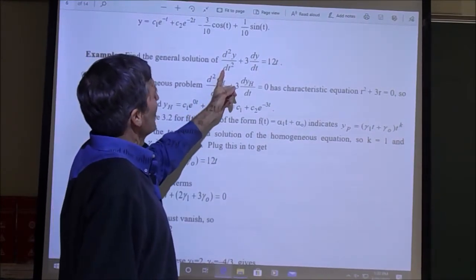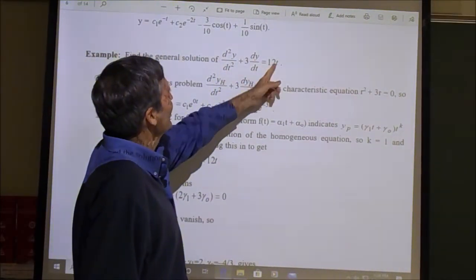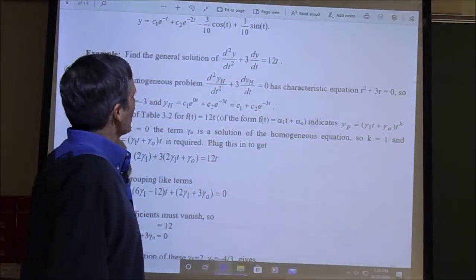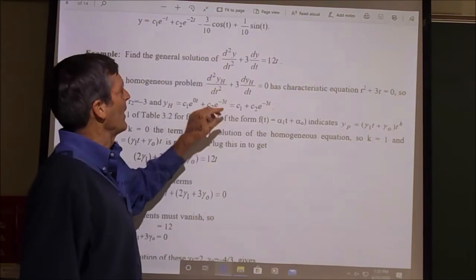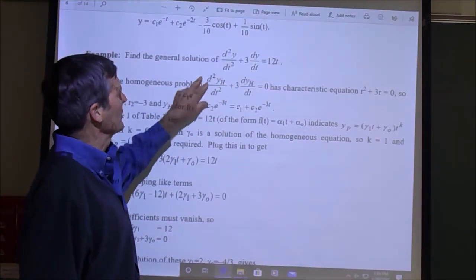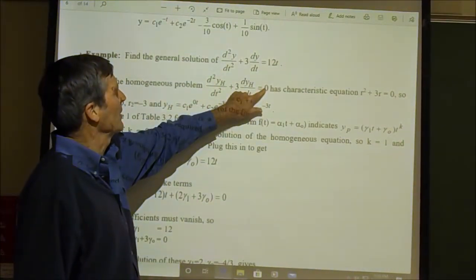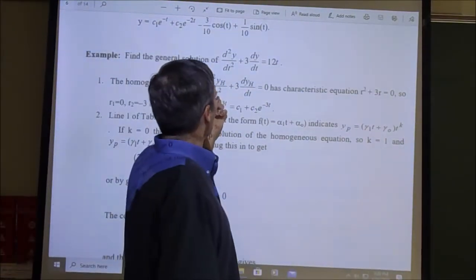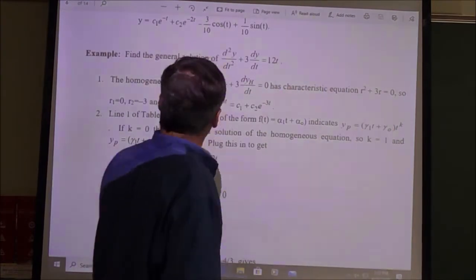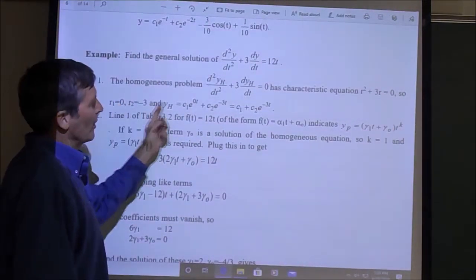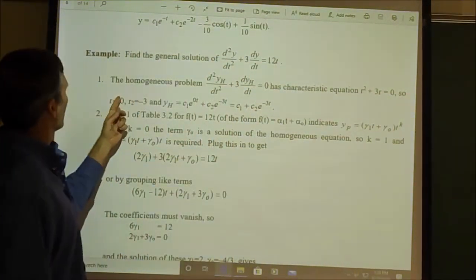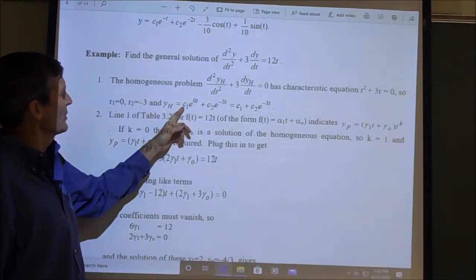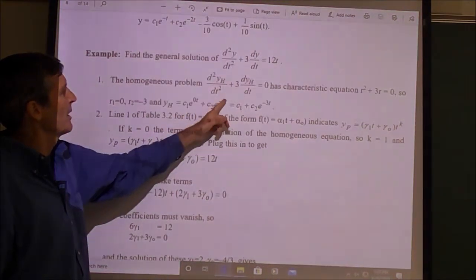Suppose I have y double prime plus 3y prime equals 12t. This differential equation has a different left-hand side. Let's find its homogeneous general solution. So I put the right-hand side equals 0 and call this yh. I have the characteristic equation r squared plus 3r equals 0. So I factor that, r times r plus 3 equals 0, and I find r can be 0 or minus 3.